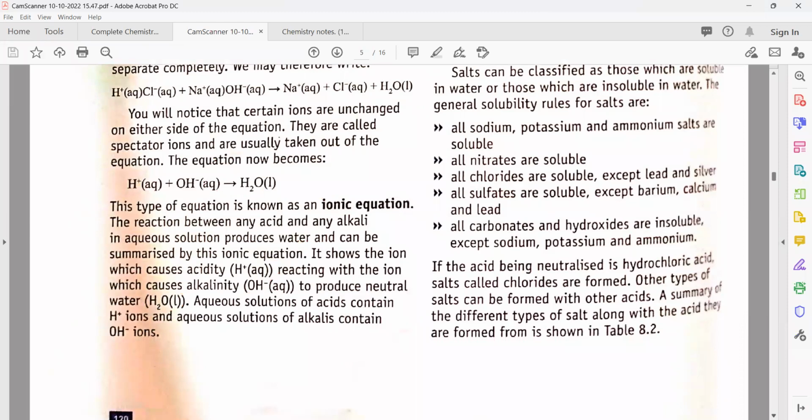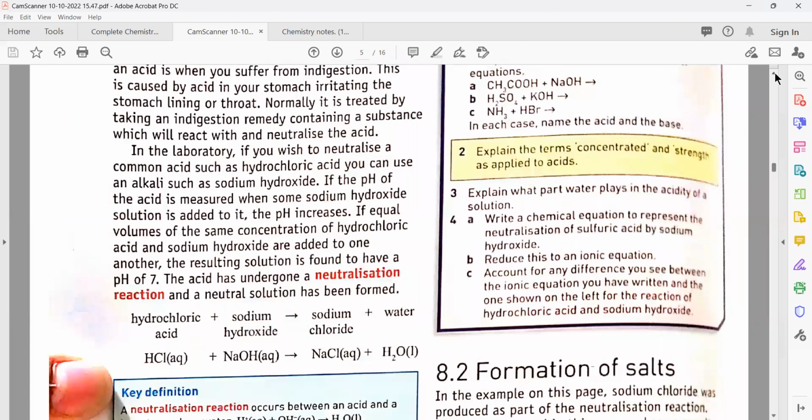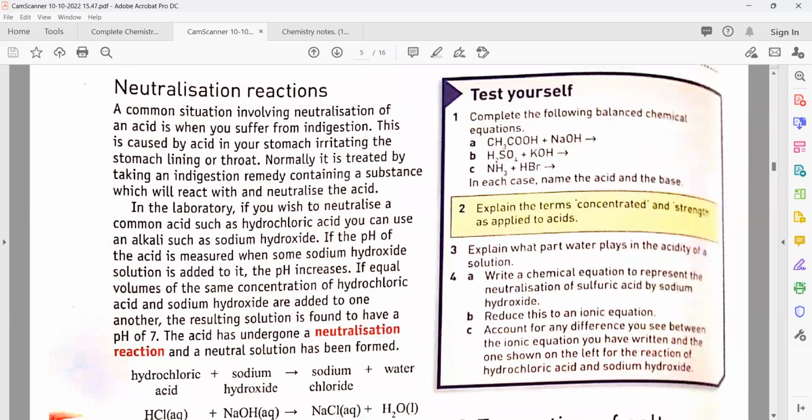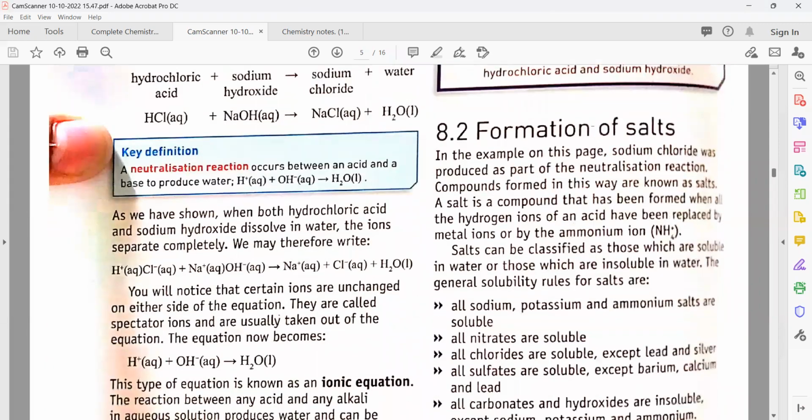Yes. Okay. An aqueous solution of acid contains H positive ions and an aqueous solution of alkali contains OH negative ions. We know this very well, and we have already done this. Now, about the formation of salt, we come towards here. This is the equation that we just summarized and discussed in detail. Here it's going to tell you how a salt is formed.